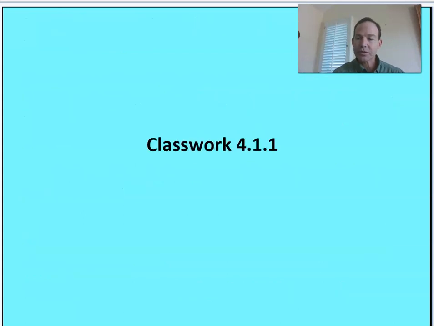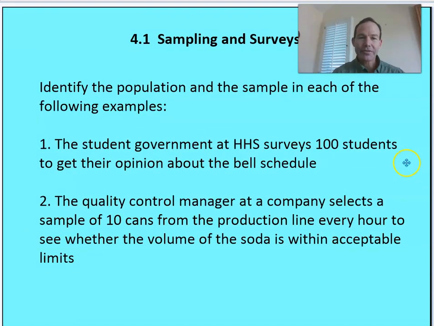So this brings us to classwork 4.1.1. We're going to identify the population and sample in each of the following examples. You can pause and copy this down, and I'm going to move on. There's no need to copy down the entire question, just provide me with the answer.